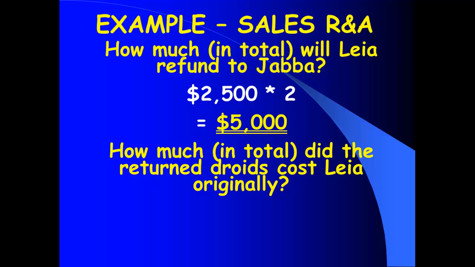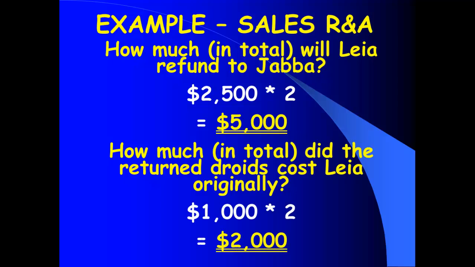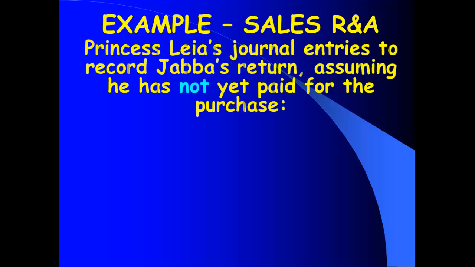What is the cost to us of the droids that she returned? $2,000. $1,000 each times 2, $2,000. So we're giving him back $5,000. Putting those droids back on the shelf cost me $2,000. Let's assume Jabba has not paid for these items yet. Will we give him his money back? No. Instead, we're simply going to reduce the amount that he owes us.